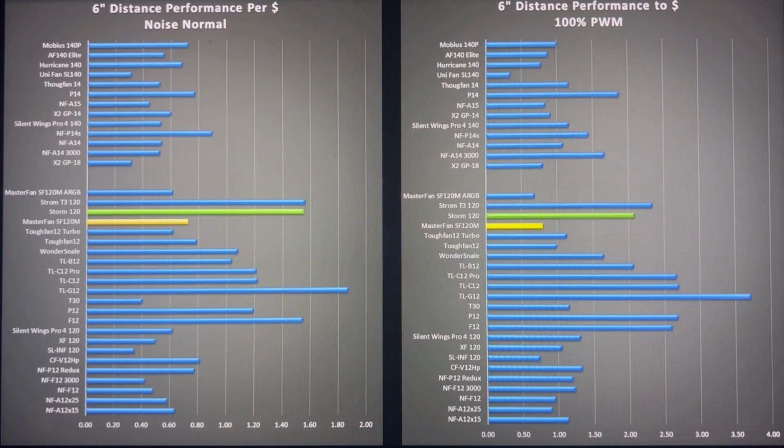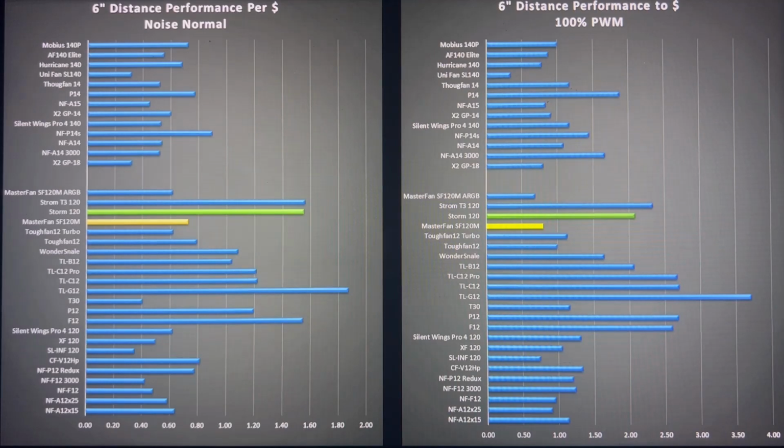All right, now that we have finished going over the fans, their appearance, their features, and all the data, we're on to price to performance ratios. So first up is the price of the fans. The Storm was purchased in a triple pack, making each fan $12, the same price as the T3, as a matter of fact. The Master Fan SF120M, when I purchased it, was $35. The ARGB version was $38, so there's not a huge price difference between those two fans for their very similar performance values.